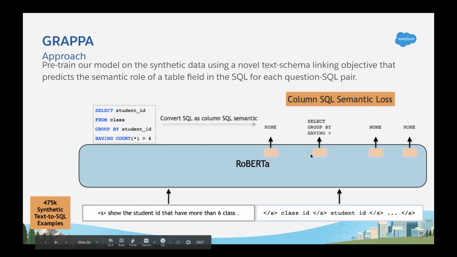And student ID is used for select, group by, and having. So they'll predict it as a multi-label problem: select, group by, and having. We use this way to build a relation, to make the model understand the relation between your question and your database schema.